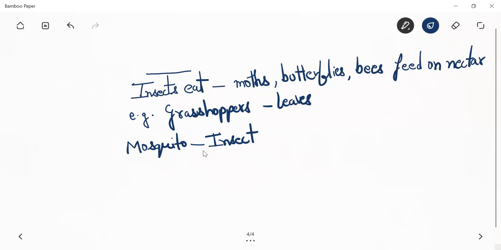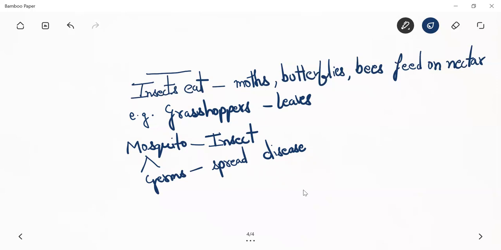Now, such mosquitoes often carry germs with them. Don't they? When they bite anyone, they spread disease. That is why we all sleep with the mosquito nets, or we keep the bat with us to kill the mosquitoes.